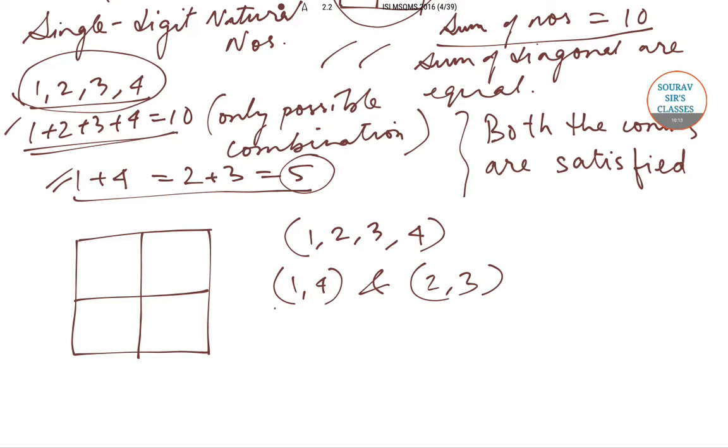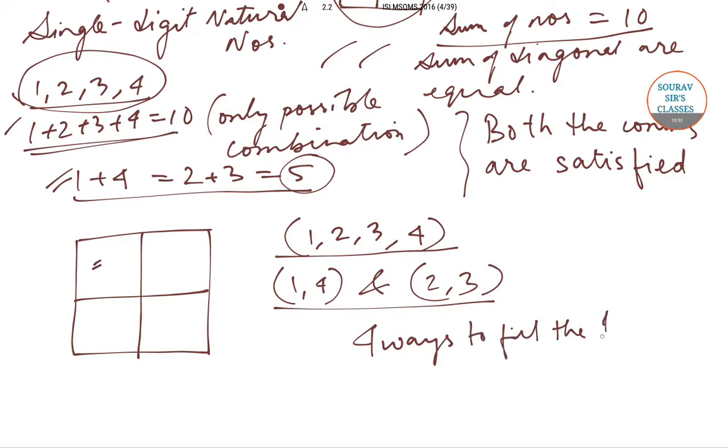They can interchange the positions, the ordered pair can change their positions, but it is more or less the same process. So for filling up the first cell, we have to choose from any one of these 4 numbers. So there are 4 ways to fill the first cell.